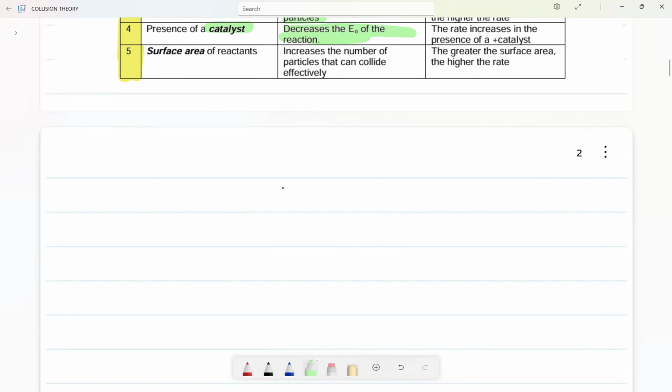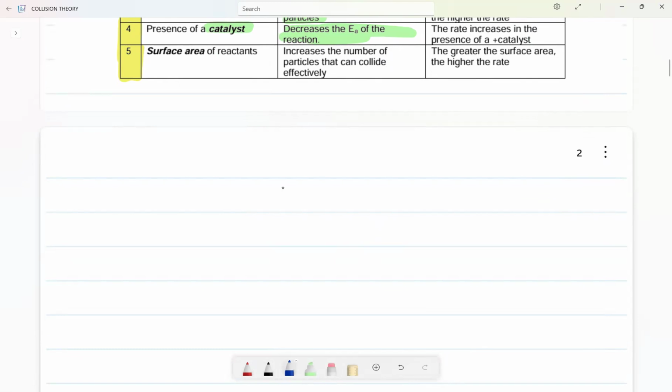Then we have surface area. It increases the number of particles that can collide effectively. Now, I want to explain this one thoroughly. Take this in a form of, okay, let's say we have a pill, ne? We have a form of pill.